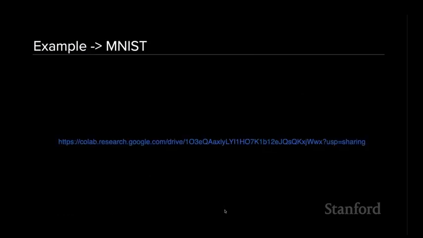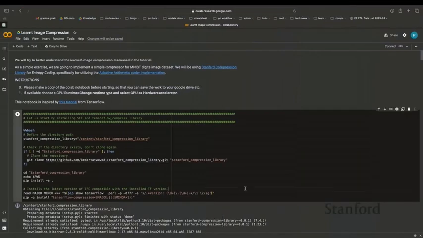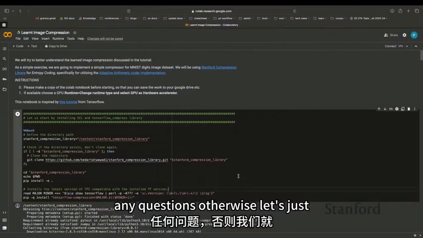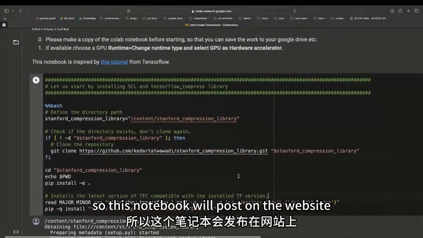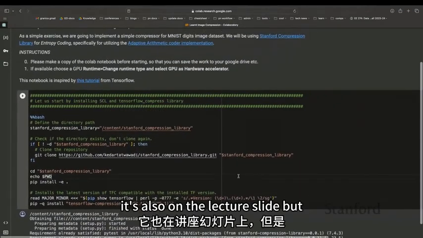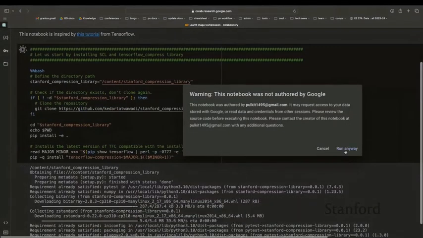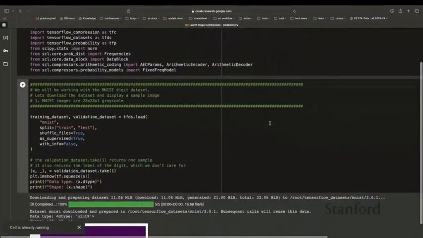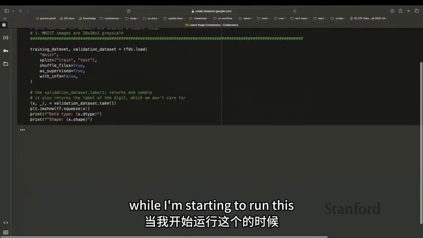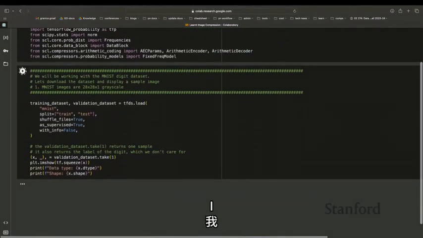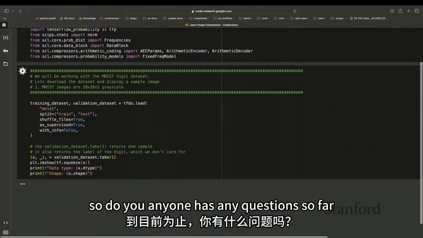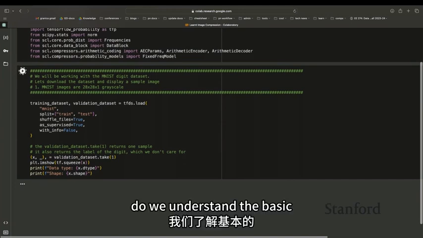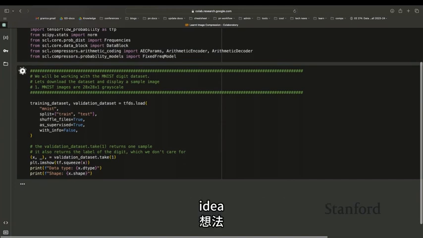Okay? So, any questions? Otherwise, this notebook will be posted on the website. It's also on the lecture slide, but let's do a live demo of learned compression. While I'm starting to run this, it will take a little bit. So, does anyone have any questions so far? Do we understand the basic idea?